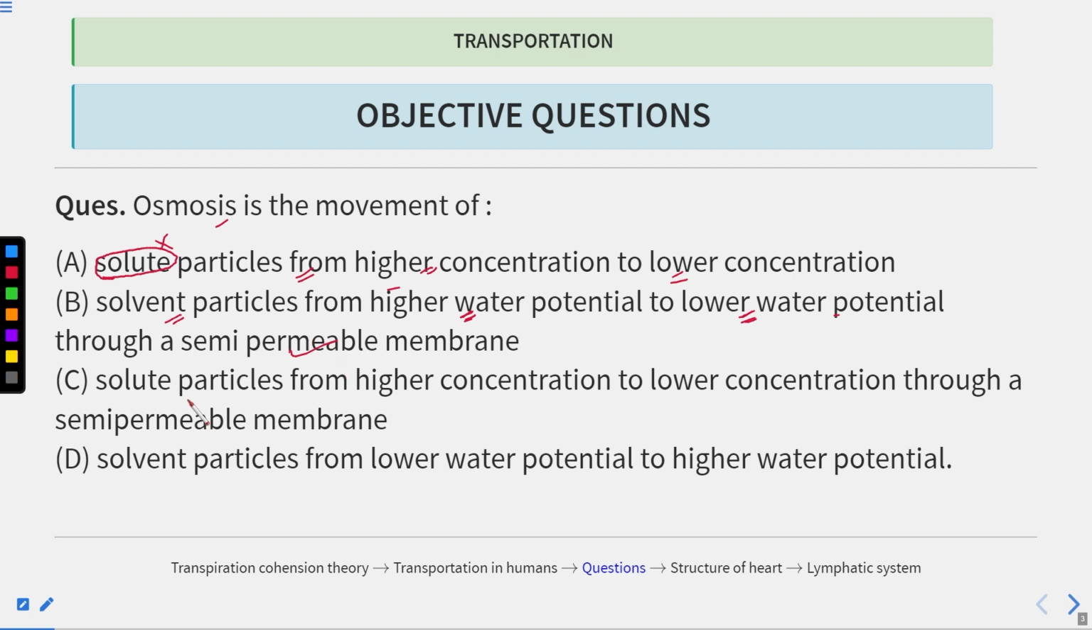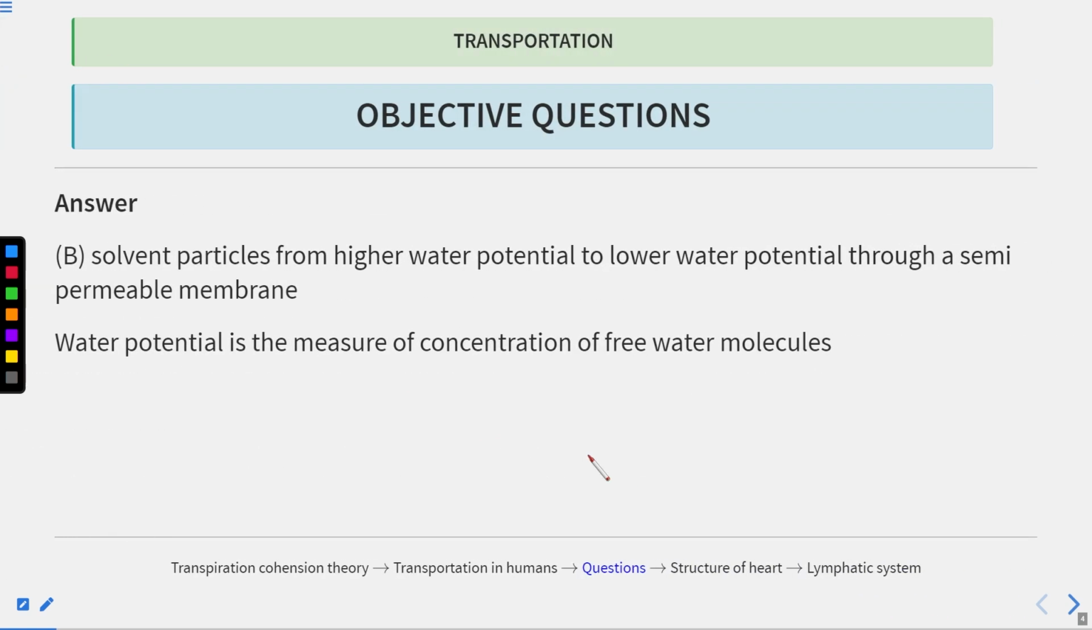The next option is solute particles from higher concentration to lower concentration through a semi-permeable membrane. Again it is saying solute particles. Now option D is solvent particles from lower water potential to higher water potential. This is also not correct. So what should be the answer here? Option B is the correct answer. It is the movement of solvent particles from higher water potential to lower water potential through a semi-permeable membrane. All right, this is clear.